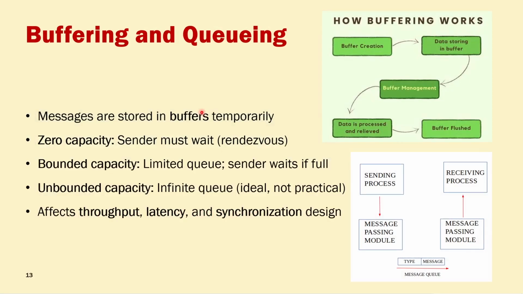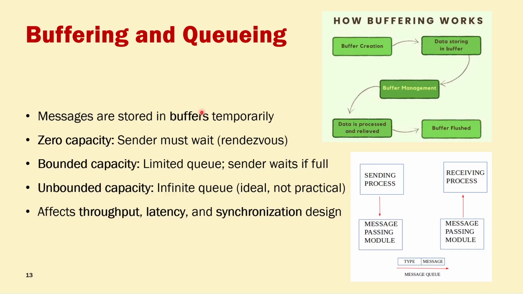The next is buffering and queuing, where we have an intermediate temporary buffer to store the data, and from that buffer we can retrieve the data. So, messages are stored in buffers temporarily. The buffer size can be of various values. One is zero capacity, where there is no buffer at all. Sender must wait. Bounded capacity is a limited queue. Sender waits if full. So, you can put data in the buffer for some time, and if the buffer is full, it has to wait for the buffer to get empty.